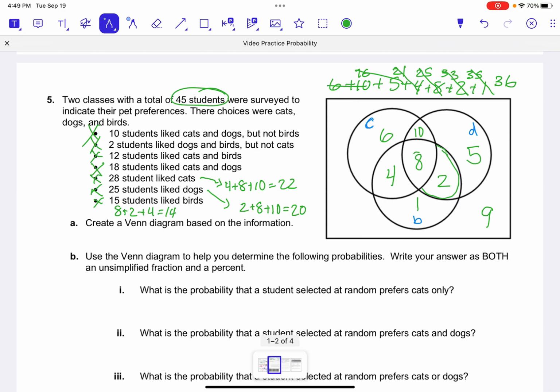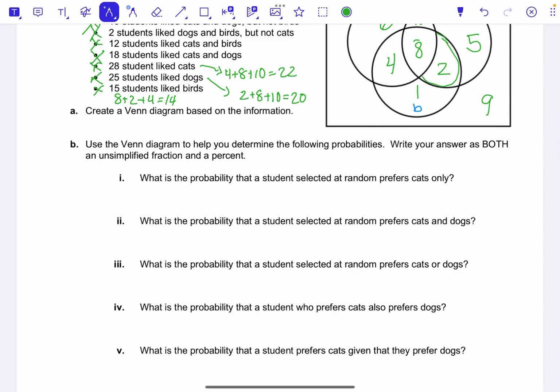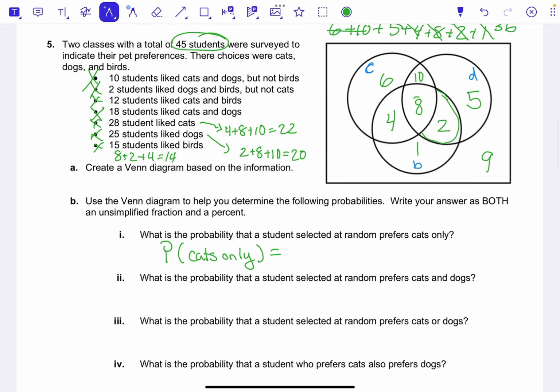In this case, we have our probability questions written out as sentences. One of the things we're going to practice is rewriting this into probability notation, and also our answer, so we can interpret back and forth between the two. So we have, what is the probability that a student selected at random prefers cats only? I would label this cats only. If I go to my Venn diagram, I'm looking for a value just in the cat circle and nothing else. That's 6 right there out of my total of 45, which would be 13.3%.